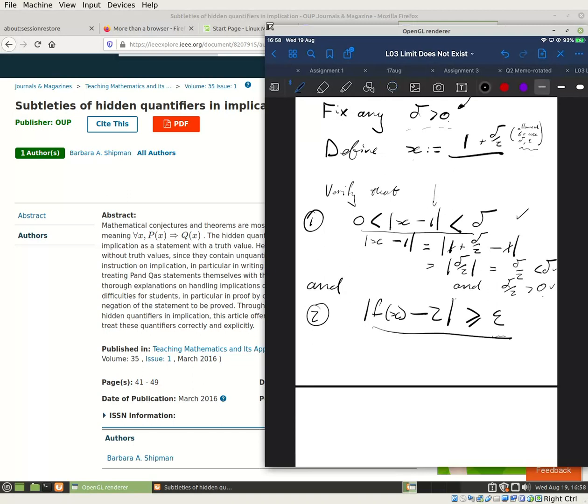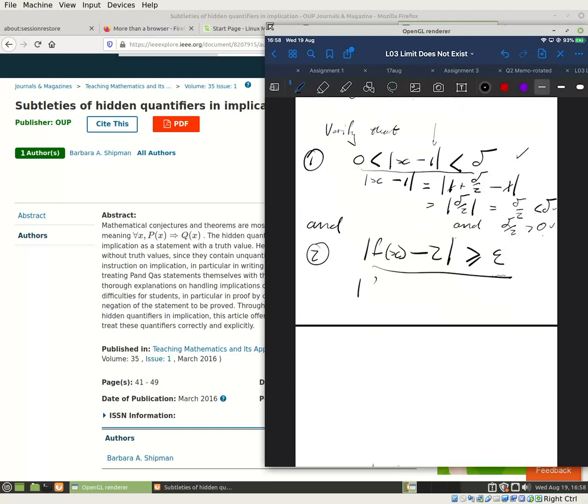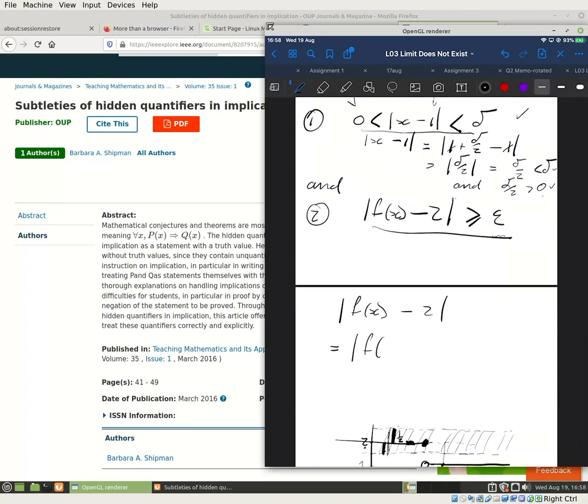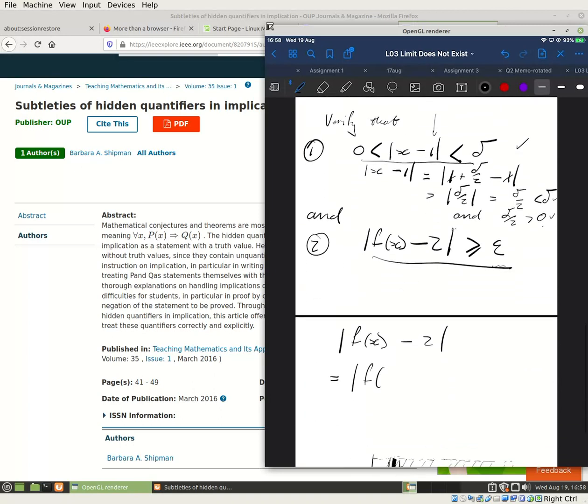So now what are we going to do? Let's take a look at f of x minus 2 in absolute value. Let's write it over here. f of x minus 2 in absolute value. Let's substitute in the value for x: f of 1 plus delta over 2, minus 2.